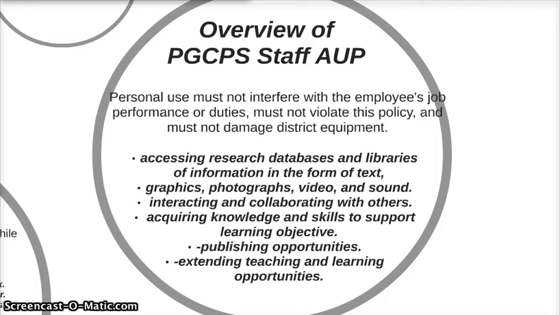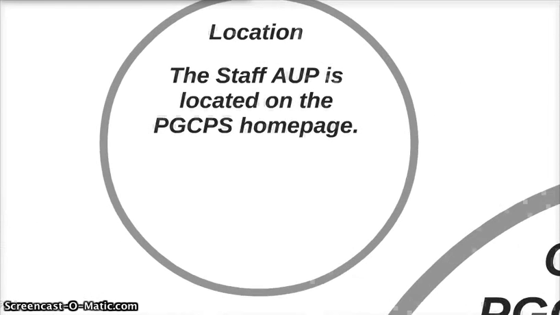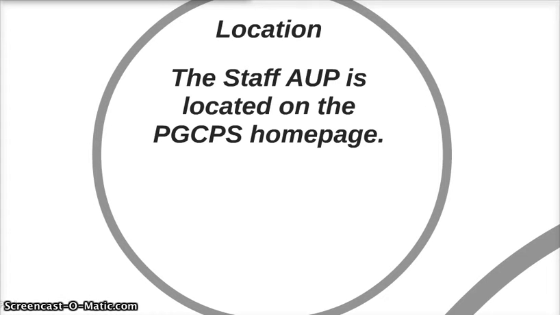Some of the acceptable terms for the staff are accessing research databases and libraries, graphics, photographs, video and sound, interacting and collaborating with others, acquiring knowledge and skills to support learning objectives, publishing opportunities, and extending teaching and learning opportunities. The Staff Acceptable Use Policy is located on the Prince George's County Public Schools homepage.